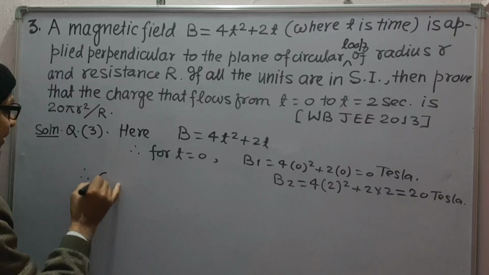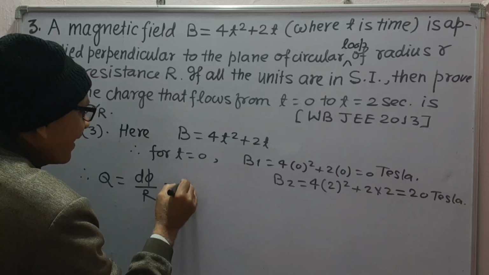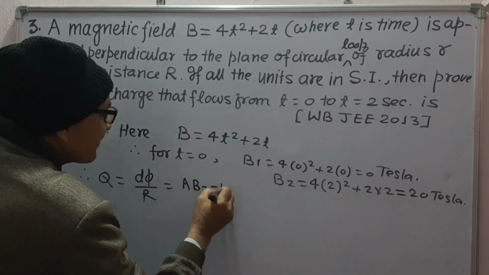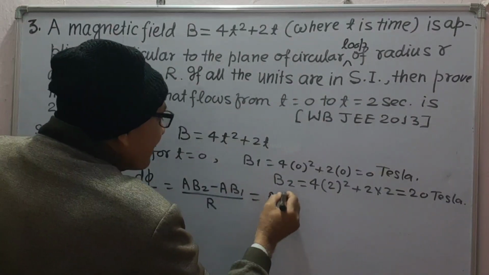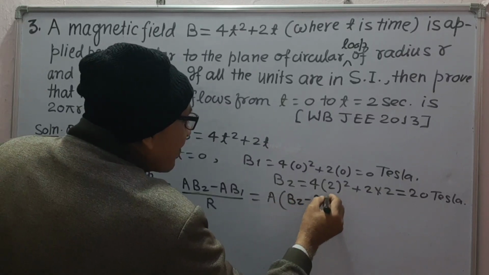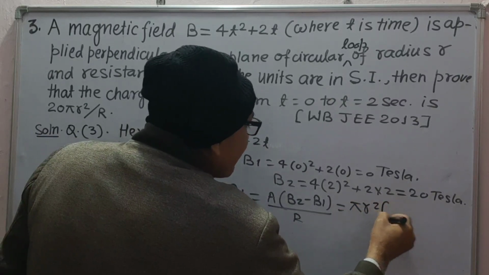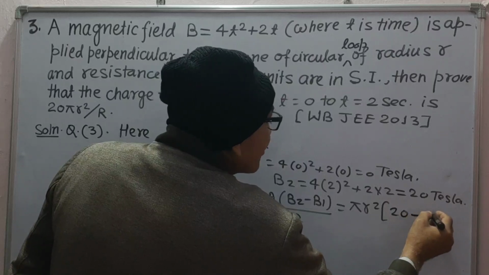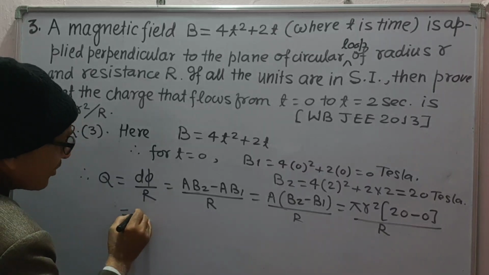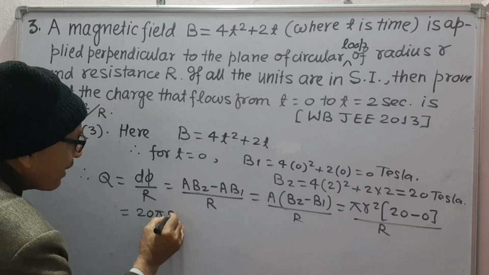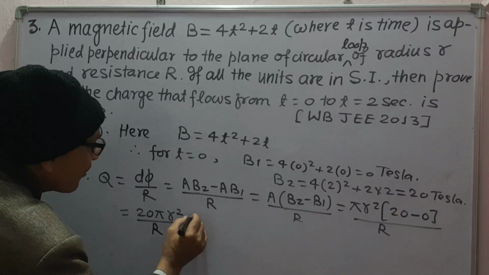Therefore, charge flowing will be equal to Q is equal to d phi upon R, which is AB2 minus AB1 upon R, which is A into B2 minus B1 upon R. A is pi r square, B2 is 20, B1 is 0 upon capital R. So the charge will be 20 pi r square upon capital R coulombs.